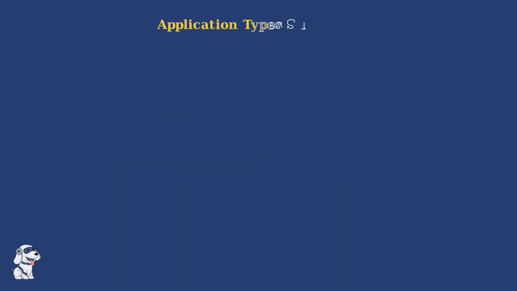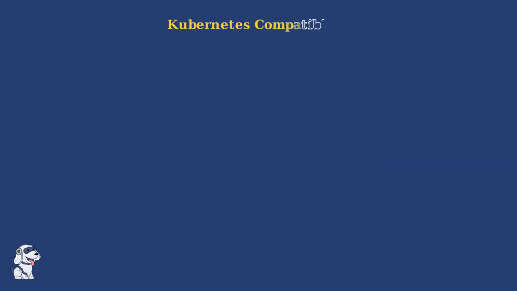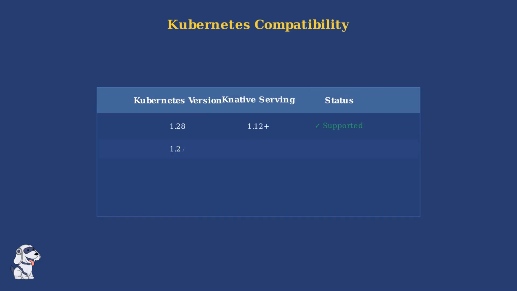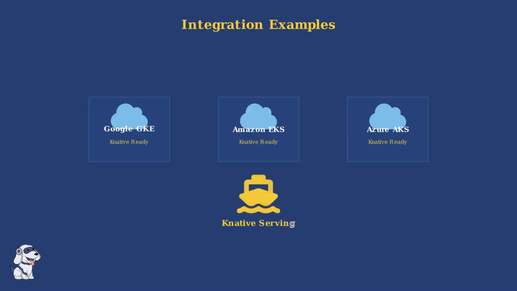One of native serving's key strengths is its support for both stateless and stateful applications. Let me show you the difference with practical examples. Now let's talk about compatibility, one of native serving's most important features. It's designed to work seamlessly with recent versions of Kubernetes, ensuring your applications run smoothly across different environments. This compatibility ensures that whether you're running on Google Kubernetes Engine, Amazon EKS, Azure AKS, or any other Kubernetes distribution, native serving will work consistently and reliably.